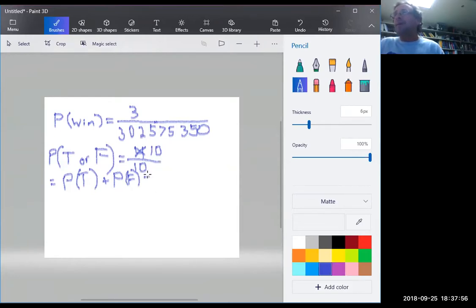So the problem is, if you count the Tahoe people plus the female people, you're double counting the people who are both. Does that make sense? So we need to subtract the probability of Tahoe and female. Any questions on that?